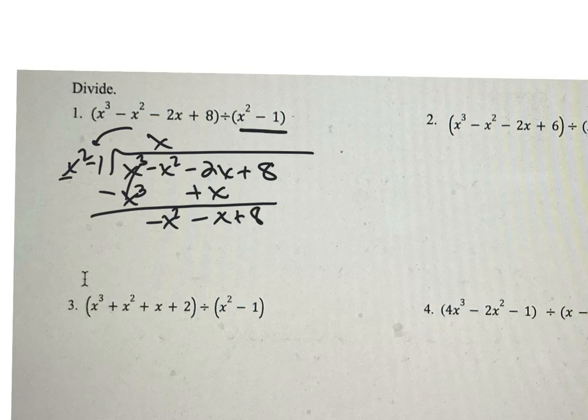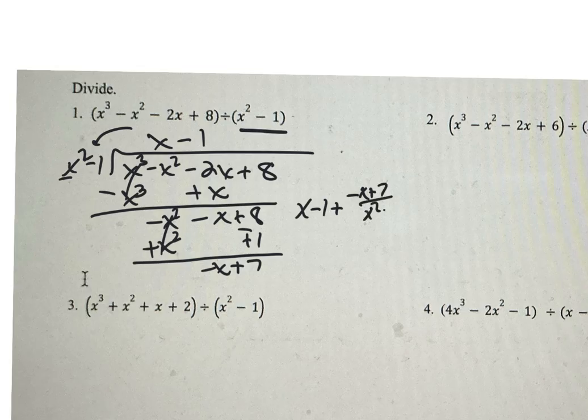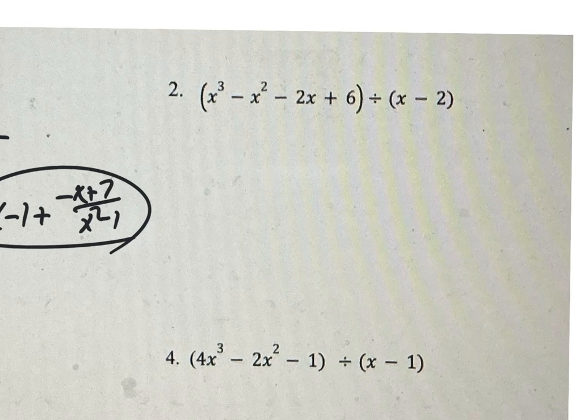So what do you do to x squared to get negative x squared? Multiply by negative 1. And I get negative 1x squared. And then negative 1 times negative 1 is 1. That goes there. Draw the line, change the signs. That gives me negative x plus 7. And I can't multiply anymore, so my answer is x minus 1 plus negative x plus 7 over x squared minus 1. That's all you do.